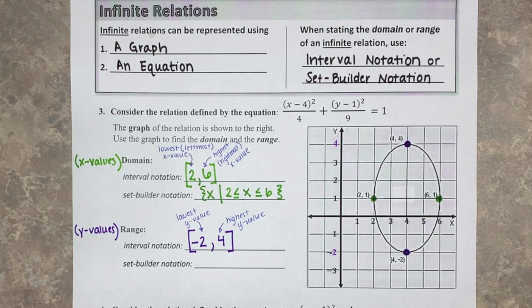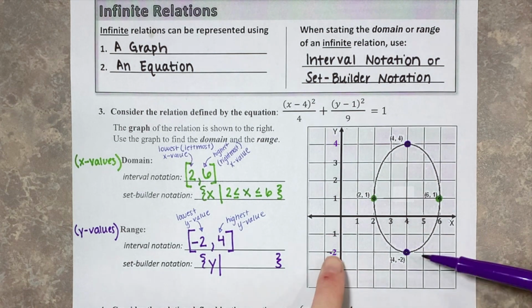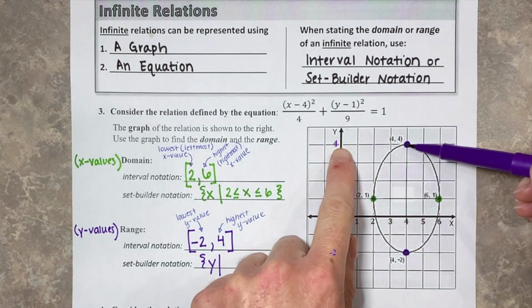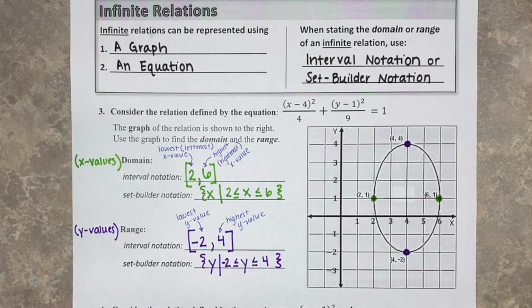So this interval notation says that our y values, or our range, goes between -2 and +4. To describe the range using set builder notation, we start with this general outline. Notice since we're talking about the range, we put a y here instead of an x. And then we're going to use an inequality to describe the y values. Again, the y values range from -2 up to +4. So we can describe the y values using this inequality.